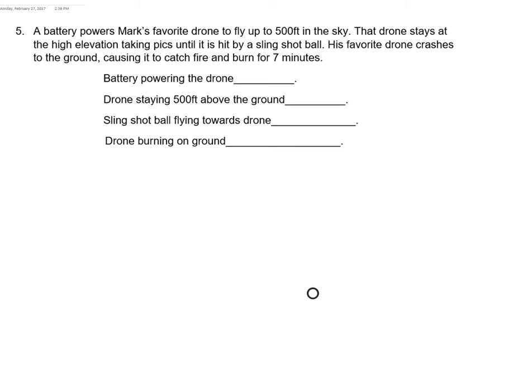So I like this question. If you see there's 4 options, that just tells us that ultimately we're going to use all 4 forms of energy. It's just a matter of properly identifying it. Battery powering the drone. That is going to be our electrical form, right? Because it's a battery powering the drone. We all know that these things are electronic devices.